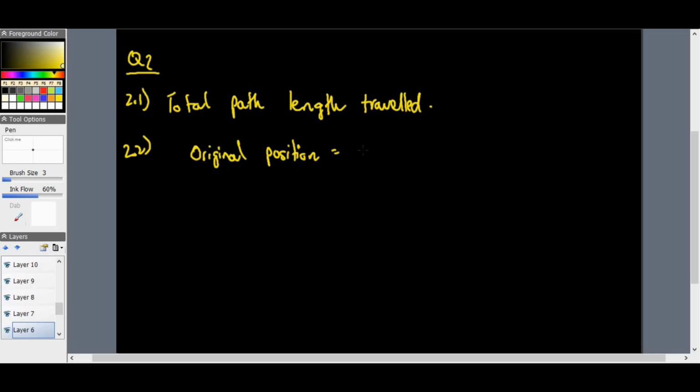That will equal the 10 meters, that's his resultant from his initial position, plus the extra 5 meters that he travels in the westerly direction. And that will give us 15 meters west of the tree. I hope that makes sense. Any questions? You're welcome to ask.